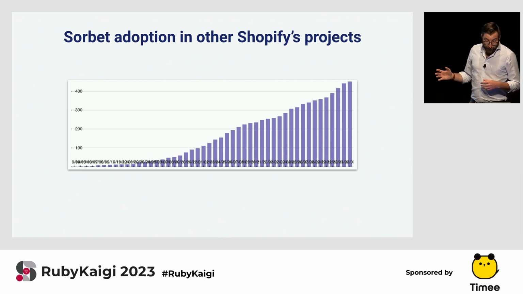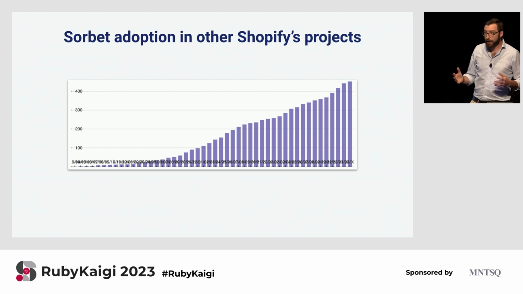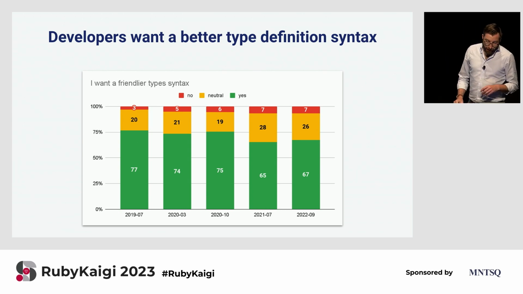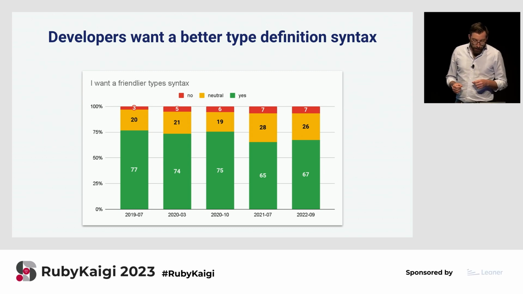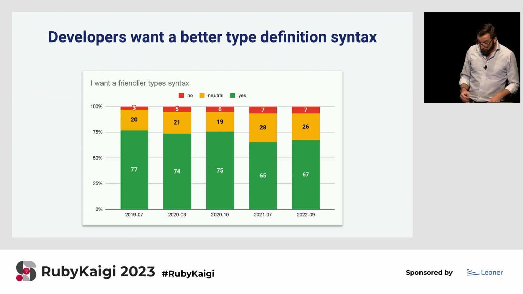If we look at the other projects outside of the monolith, even if we've not been pushing for it, we've seen a steady increase of projects at Shopify using Sorbet by themselves. What they're not completely agreeing with is the type definition syntax, so RBI. As we've seen, it doesn't look completely like Ruby, maybe a bit verbose. So they agree that even if they want types, they would like to have a better syntax to write them.